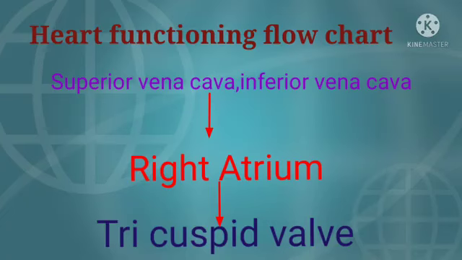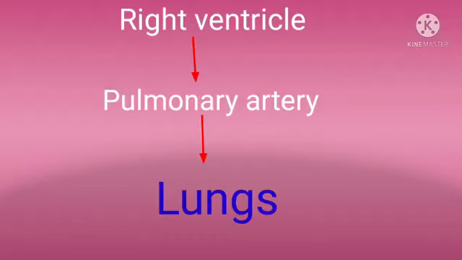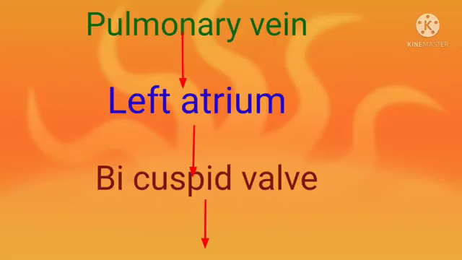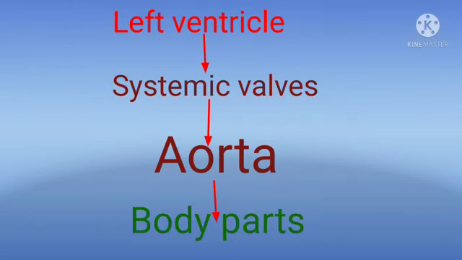Heart functioning flow chart. Superior vena cava, inferior vena cava, right atrium, tricuspid valve, right ventricle, pulmonary artery, lungs. Pulmonary vein, left atrium, bicuspid valve, left ventricle, systemic valves, aorta, body parts.